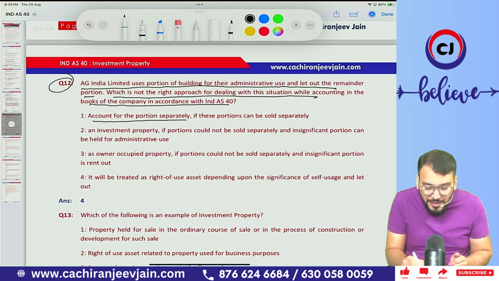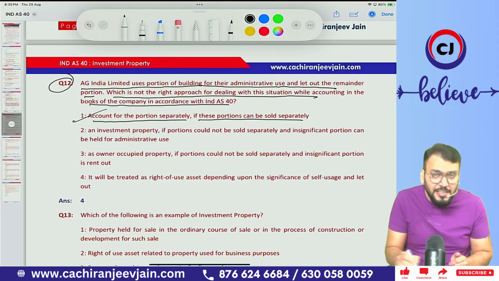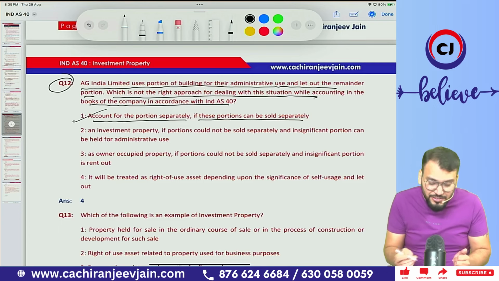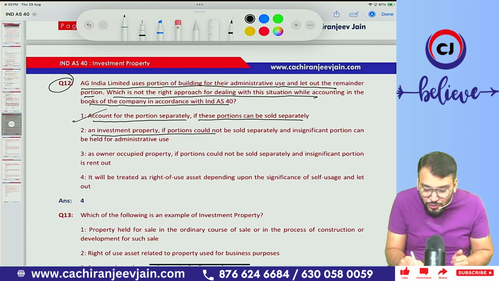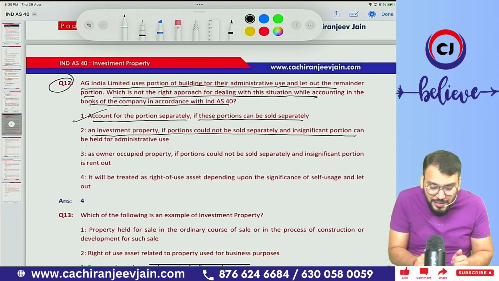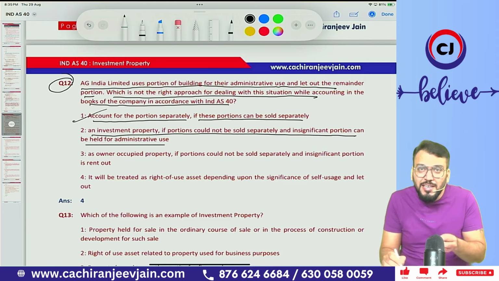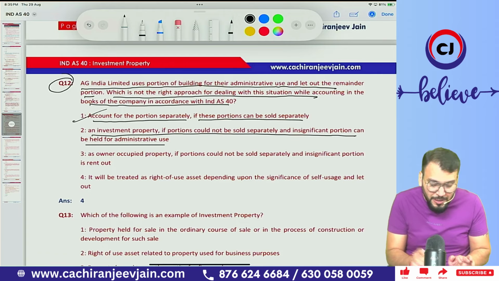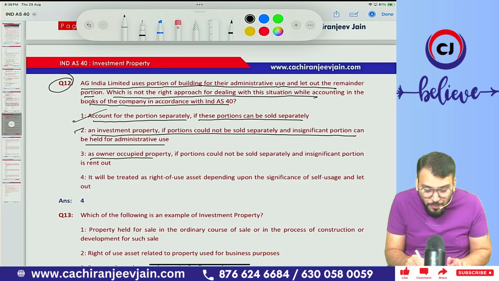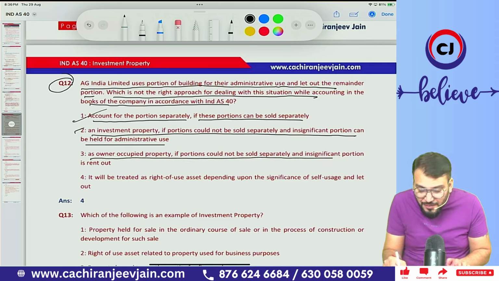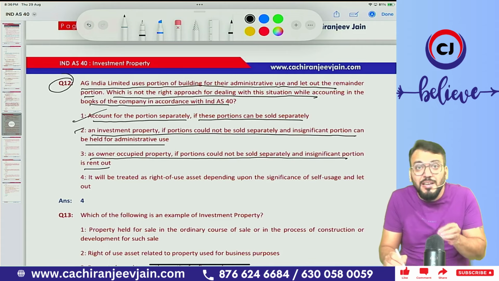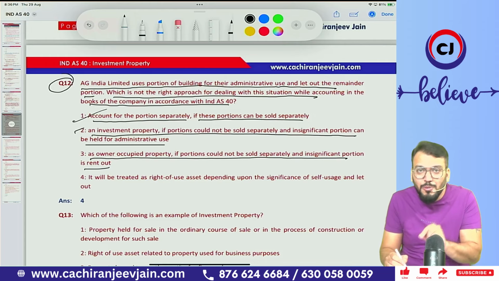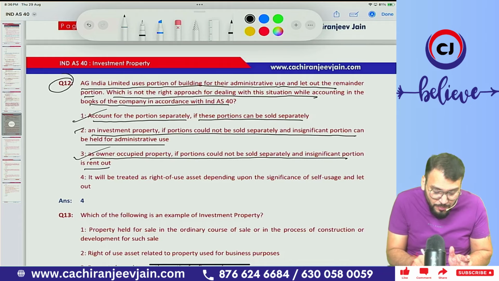Account for the portion separately if the portion can be sold separately. This is correct. If the portion can be sold separately, then we will account for the two portions under separate Ind AS. Chalega. An investment property, if the portion could not be sold separately, an insignificant portion can be held for admin use. Of course, whenever the insignificant portion is owner occupied, the entire asset will be classified as investment property. Option number 2 is also correct. As owner occupied property, if the portion could not be sold separately, an insignificant portion is rented out. This is also correct. When the insignificant portion is the let out portion, then the entire property will be classified as what? Property, plant and equipment. This is also correct.